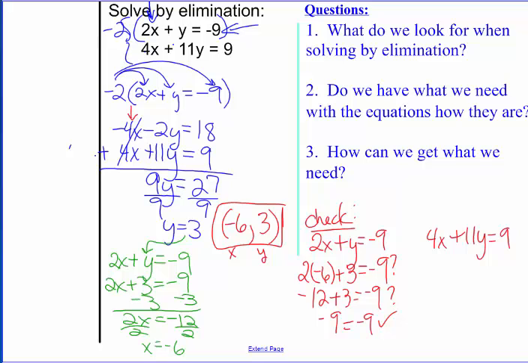Now checking the other equation. 4 times x is -6 plus 11 times y, which is 3, equal to 9. So then we're going to simplify that. So 4 times -6, -24, plus 11 times 3 is 33. We want to know, does that equal 9? So -24 plus 33 is 9. 9 does equal 9, so it does work in both equations. So -6, 3 is our solution.